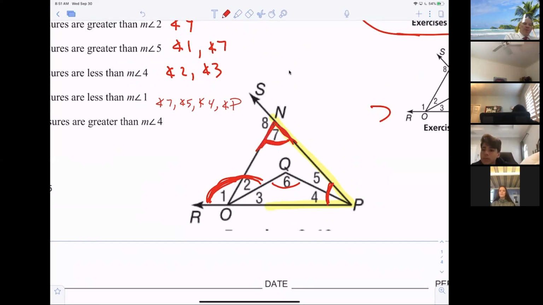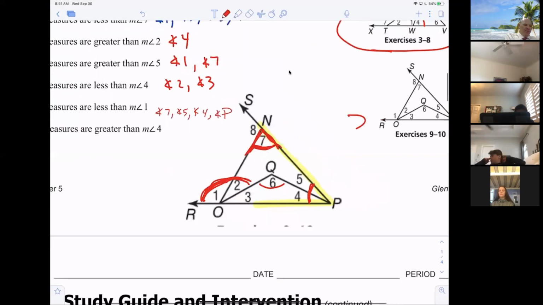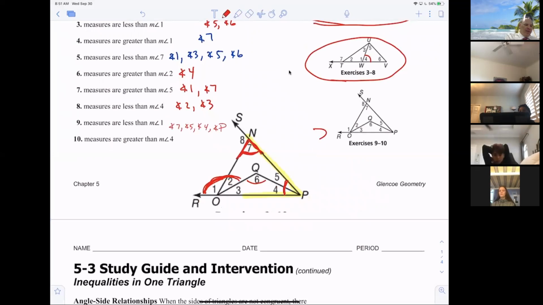If you would say PNO, I'm okay with that. You can't just say N. Can it say NPO? NPO is angle P. No, because angle P can only be drawn with... All right, we need to move on.